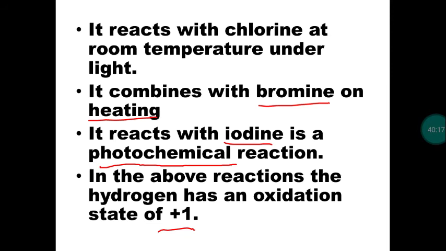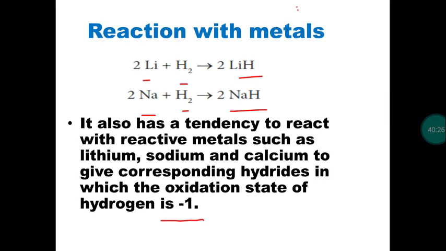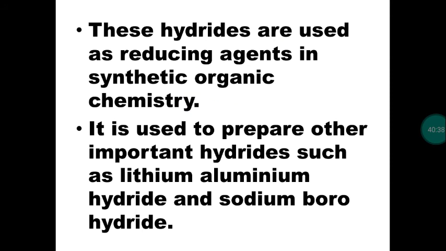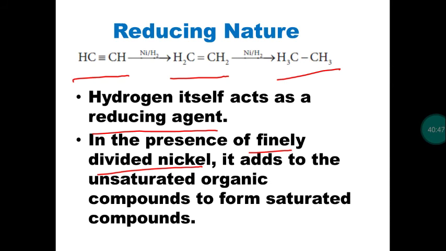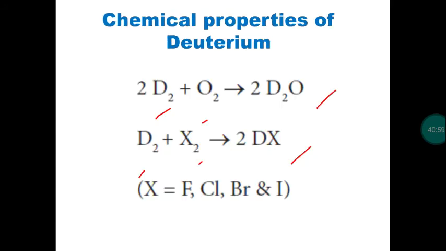In all these four compounds, hydrogen fluoride, hydrogen chloride, hydrogen bromide, hydrogen iodide, the oxidation state of hydrogen is +1. When hydrogen combines with metals, it produces metal hydrides like lithium hydride and sodium hydride. They are reducing agents where the oxidation state of hydrogen is -1. These metal hydrides are used to prepare some other reducing agents like lithium aluminum hydride as well as sodium borohydride. When unsaturated compounds are added with hydrogen in the presence of finely divided nickel, there will be addition reactions. All the triple bonds and double bonds will be broken. Finally, we get saturated compound.